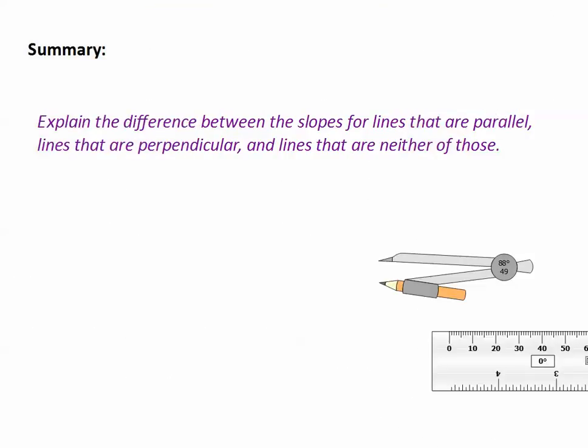Let's summarize. Explain the difference between the slopes for lines that are parallel and lines that are perpendicular and lines that are neither of these.